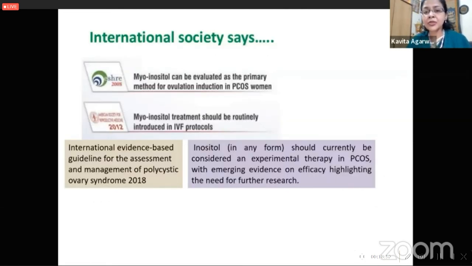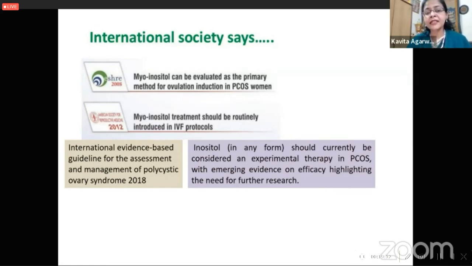Now, if we come to the recommendations, Eshre in 2008 said MI can be evaluated as the primary method of ovulation induction in PCOS women. ASRM in 2012 says that MI treatment should be routinely introduced in the IVF protocols.